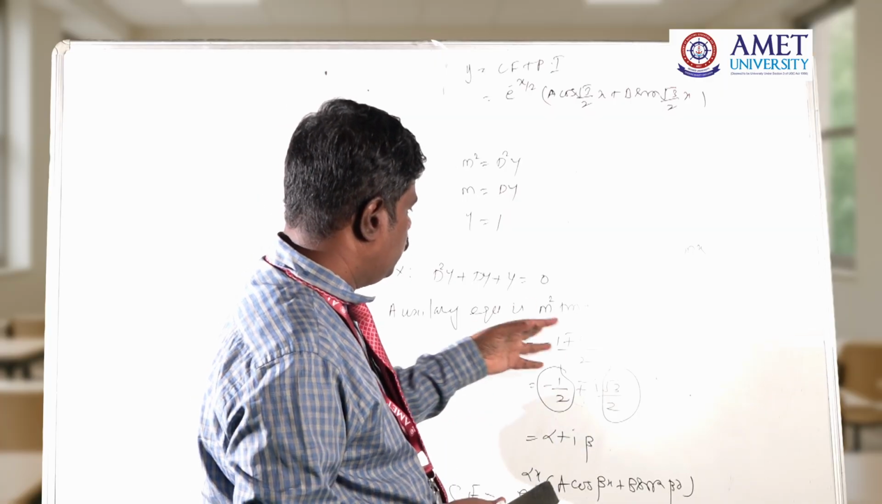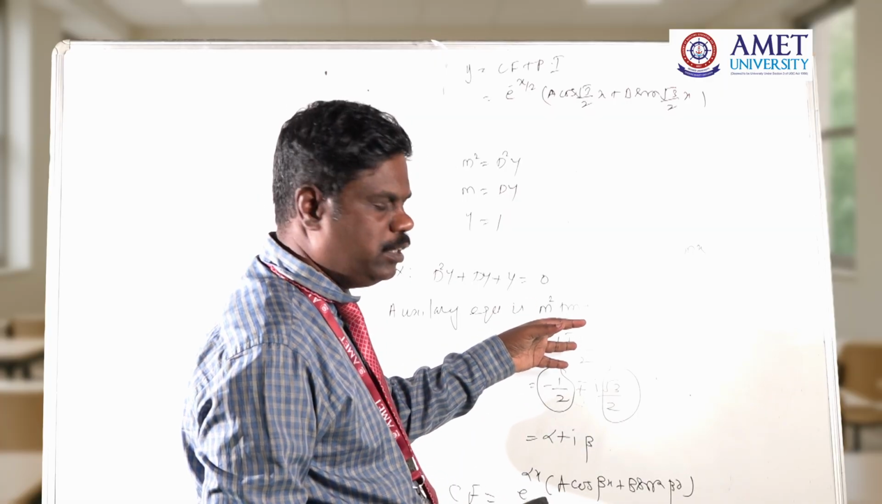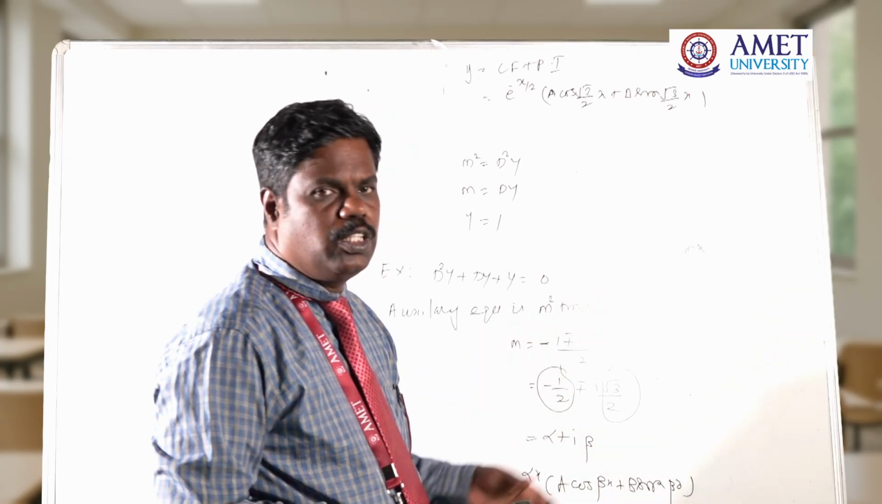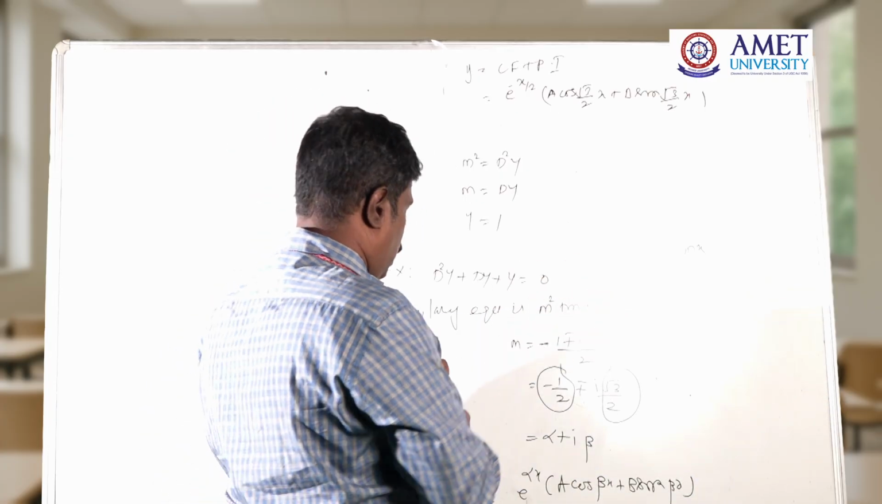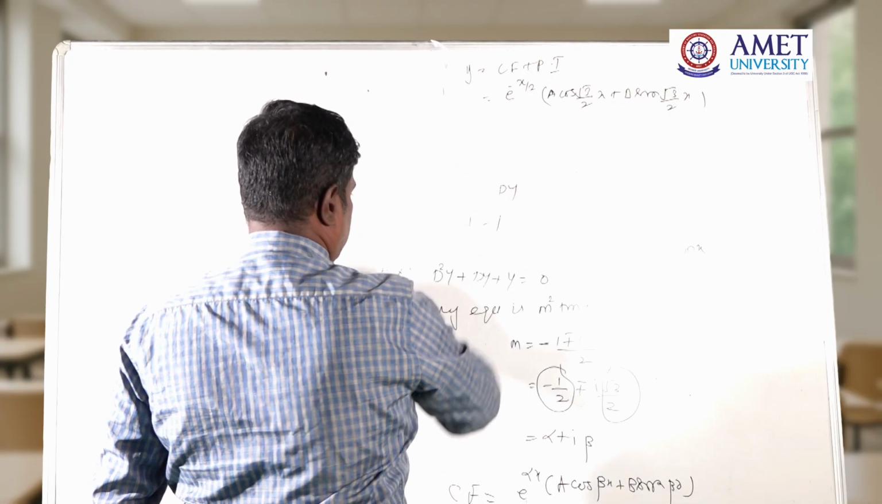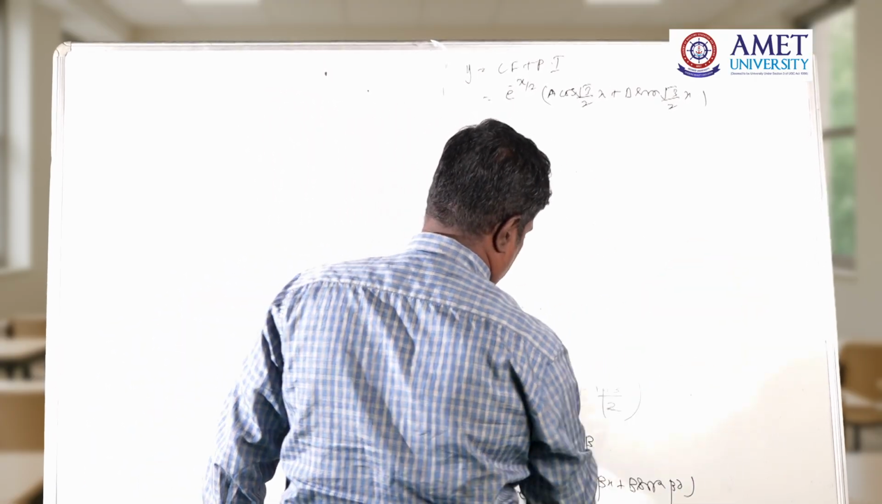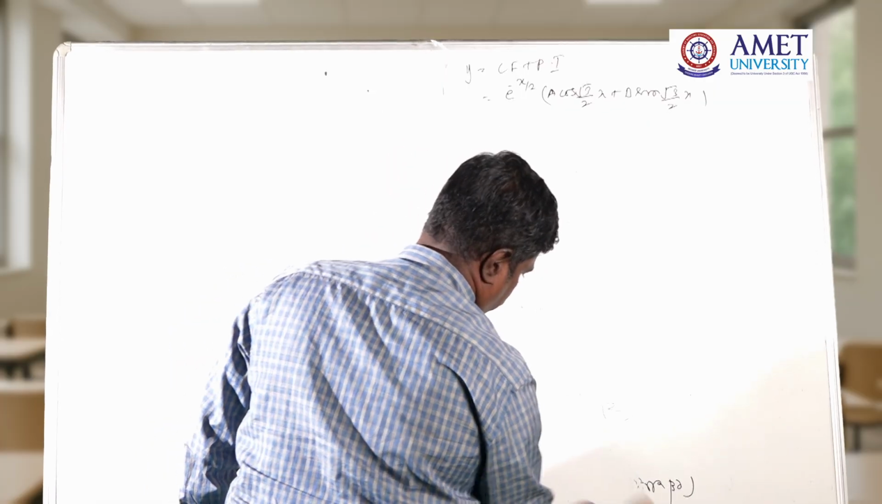Now, this is one of the categories. The roots may be real, the roots may be complex, the roots may be distinct. This category is where the root is a complex number. Another example I will tell you. Another example is where the roots are real numbers, real and equal.